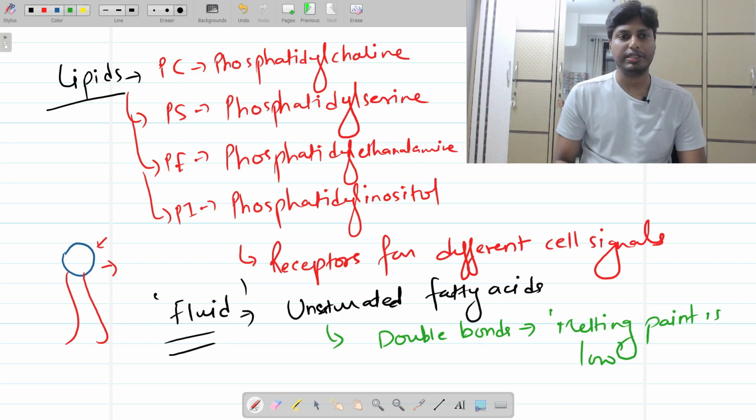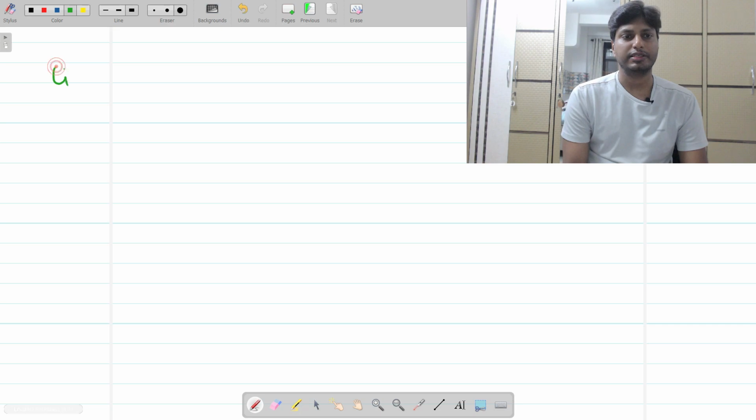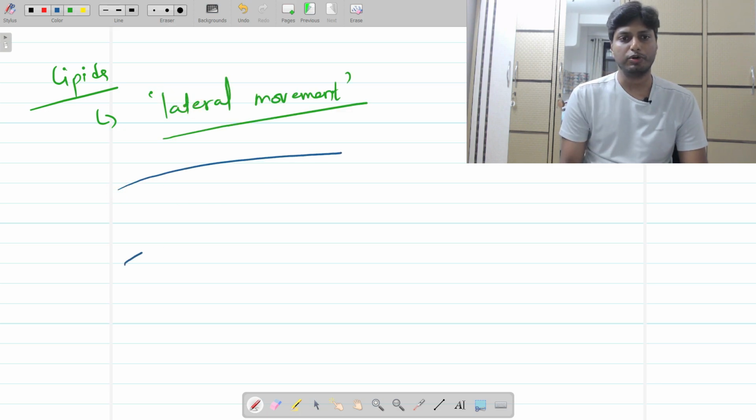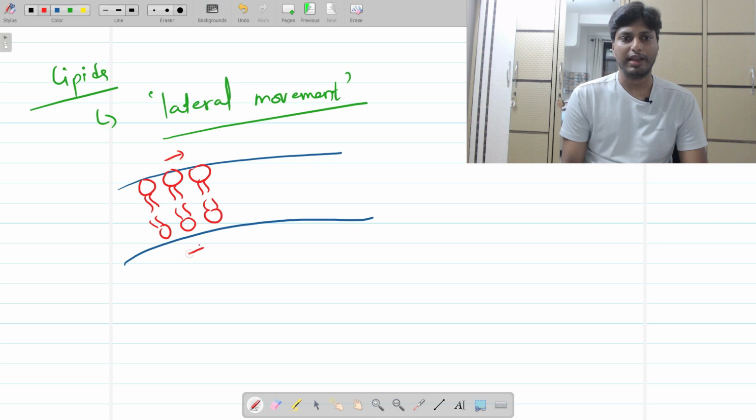And what we need to know is that these lipids majorly show lateral movement in the cell membrane. So suppose this is the cell membrane, these phospholipids, as we just saw, are going to show a lateral movement inside the cell membrane. Lateral movement means they are going to move from one side to the other. Very occasionally, they also show a movement which is considered a flip-flop movement.